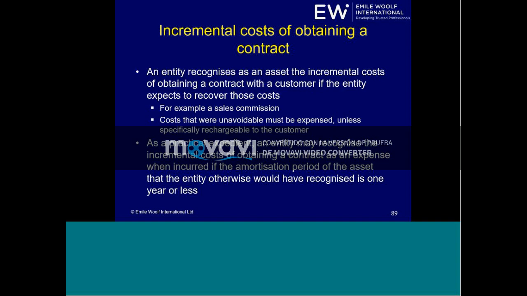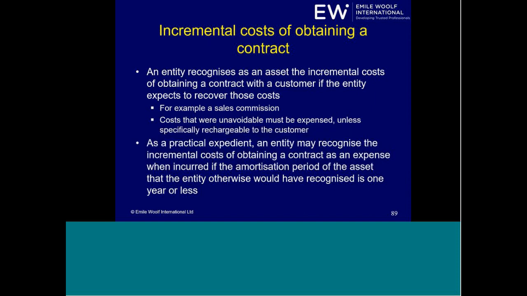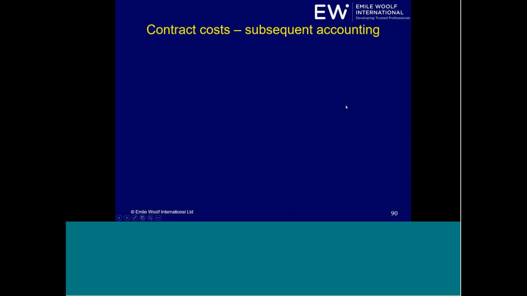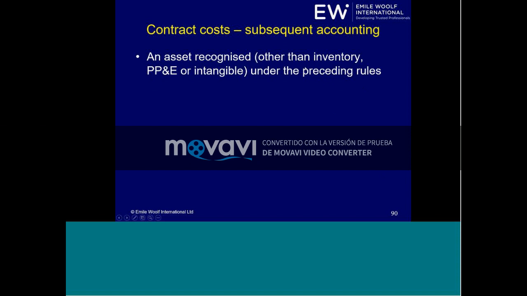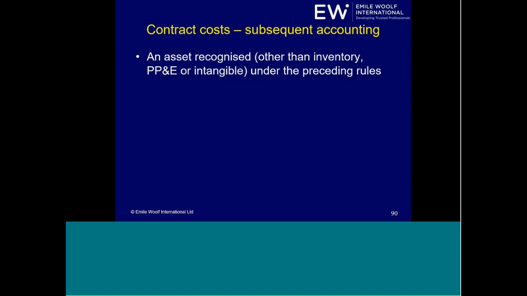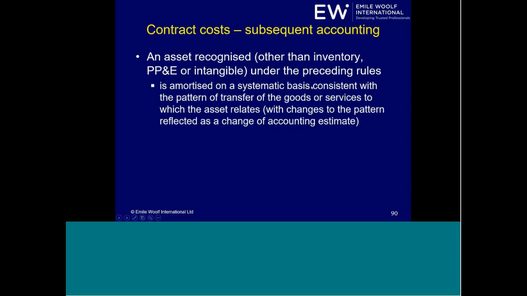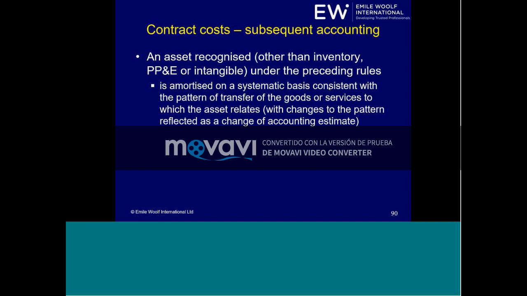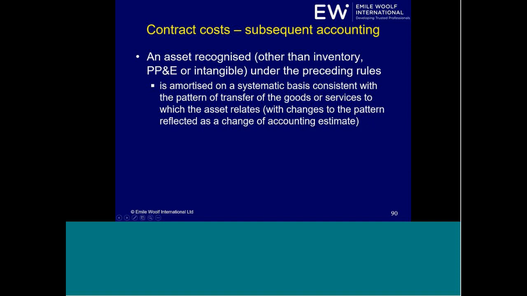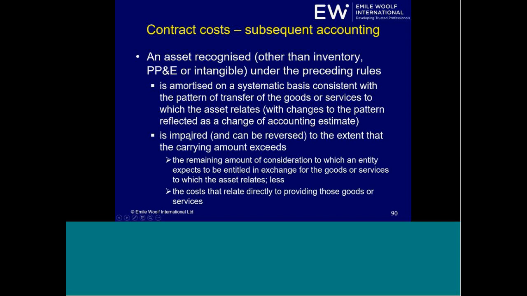Asset recognized under those rules. Okay, we're not talking about inventory, licenses, property, plant, and equipment. That's all part of fulfillment. But under these rules the asset is amortized systematically, consistent with the pattern of transfer of goods or services. If there is a change in that pattern of transfer, then it would be a change of an accounting estimate. It is also subject to impairment, and conceivably the impairment could also be reversed, to the extent that the carrying amount of that capitalized cost exceeds any subsequent remaining consideration.